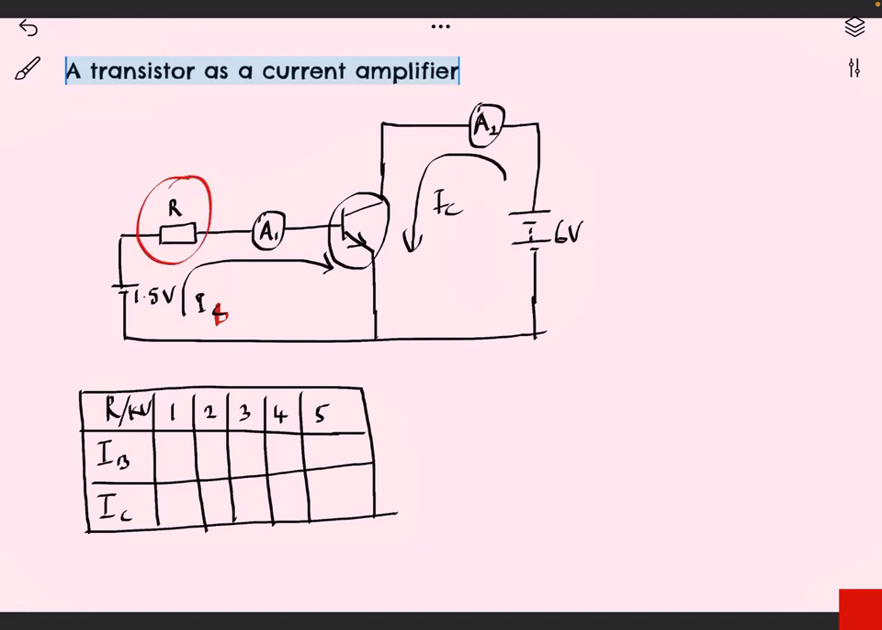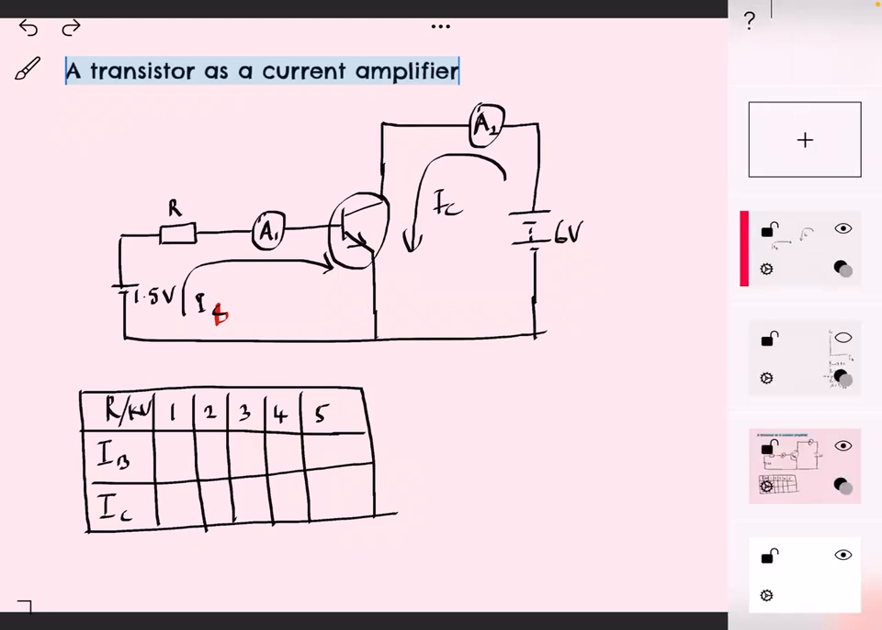So this resistor can be changed. We have a few values of resistance here, and when we change it, the value of base current will also change, and IC, the collector current, will also change over here. I don't have the values here because you need to do the experiment in the lab to get the data. And then when you have all the data, you can actually draw a graph.